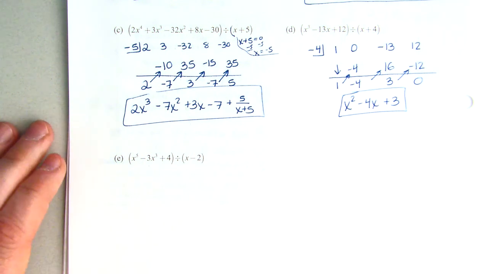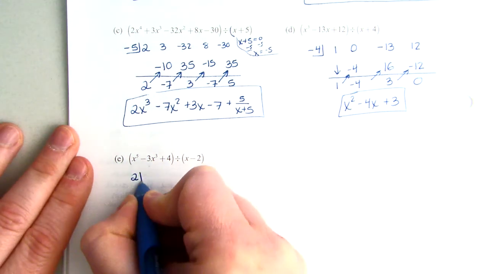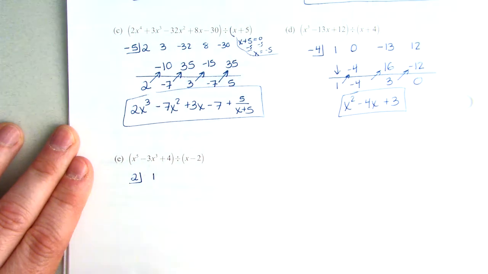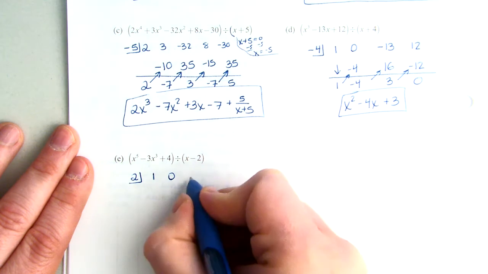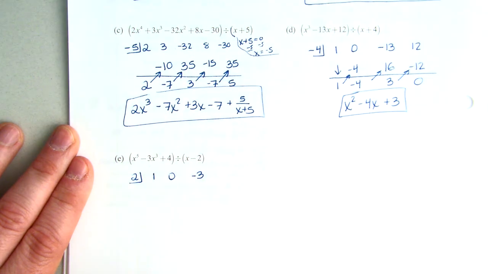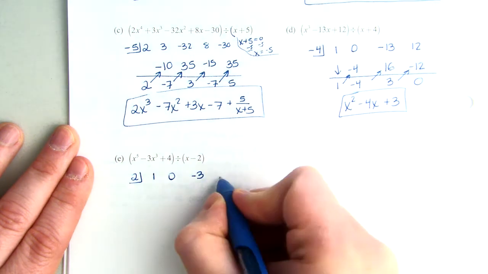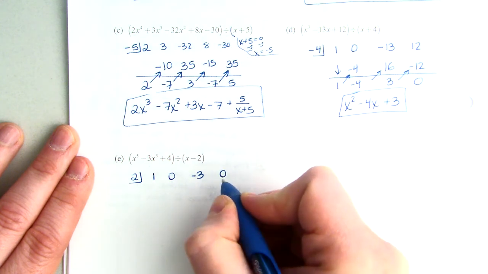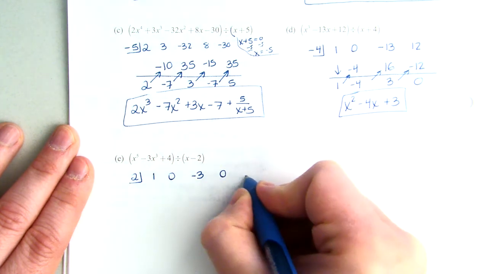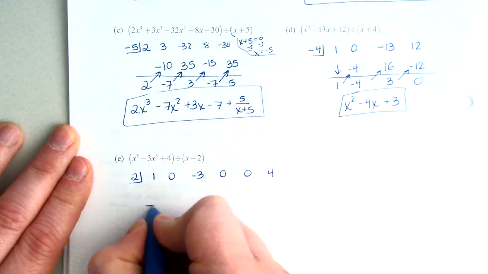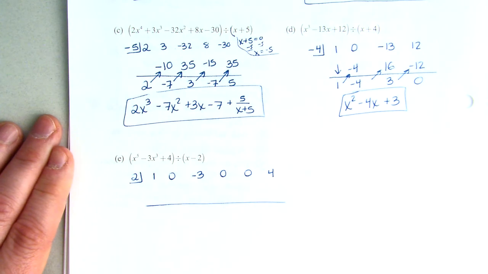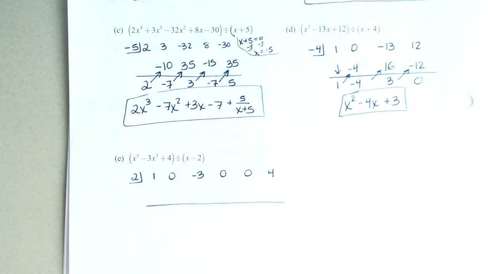I bet I caught some of you here. We should have a 2 in the box, 1x to the 5th. Then we need a 0 for the x to the 4th. You probably got that. Then a negative 3 for the x cubed. Then I need a 0 for the x squared term, but also a 0 for the x term. There should be a total of 3 zeros in your setup here. If you don't have those, go get them in there. Otherwise, go do your division, and we'll see what happens.